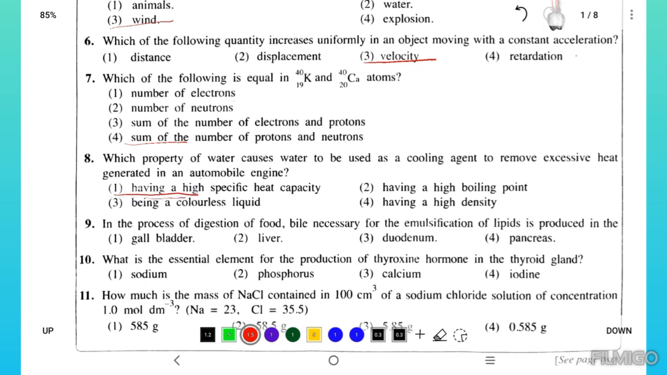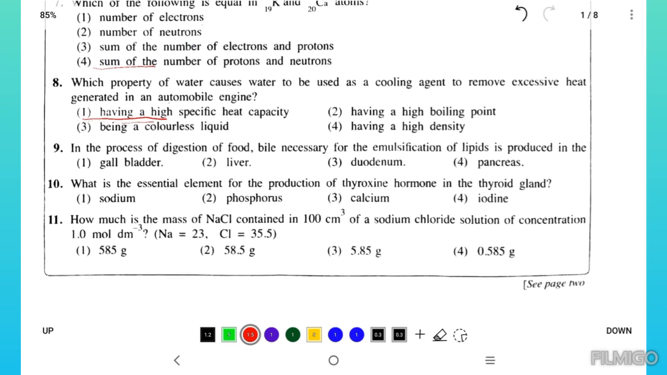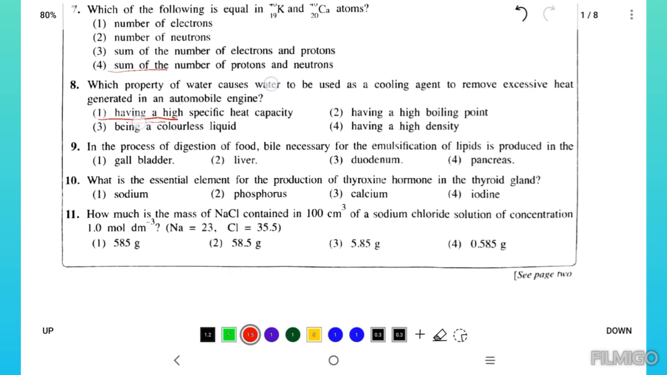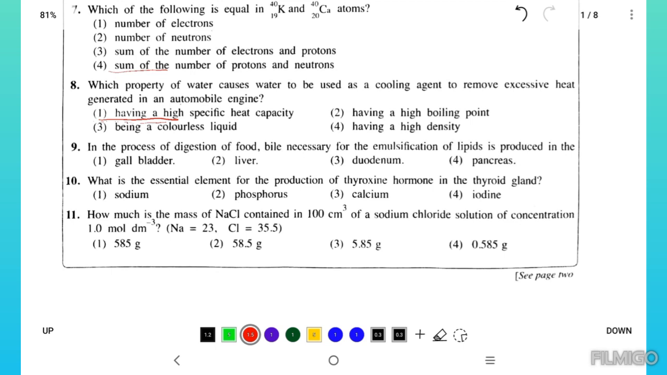Question number 9. In the process of digestion of food, bile necessary for the emulsification of lipids is produced in where? In the liver. And that produced bile is temporarily stored in the gallbladder. So the answer should be the second answer.